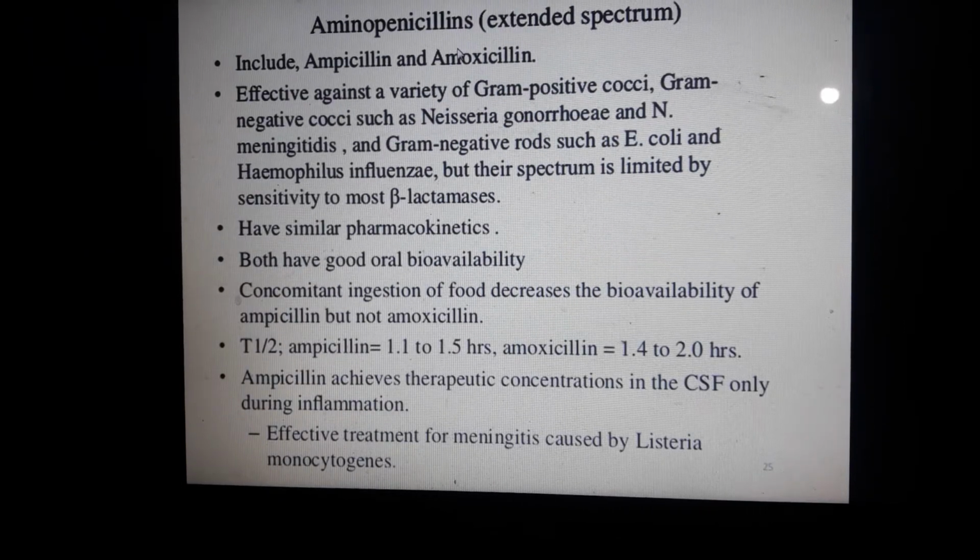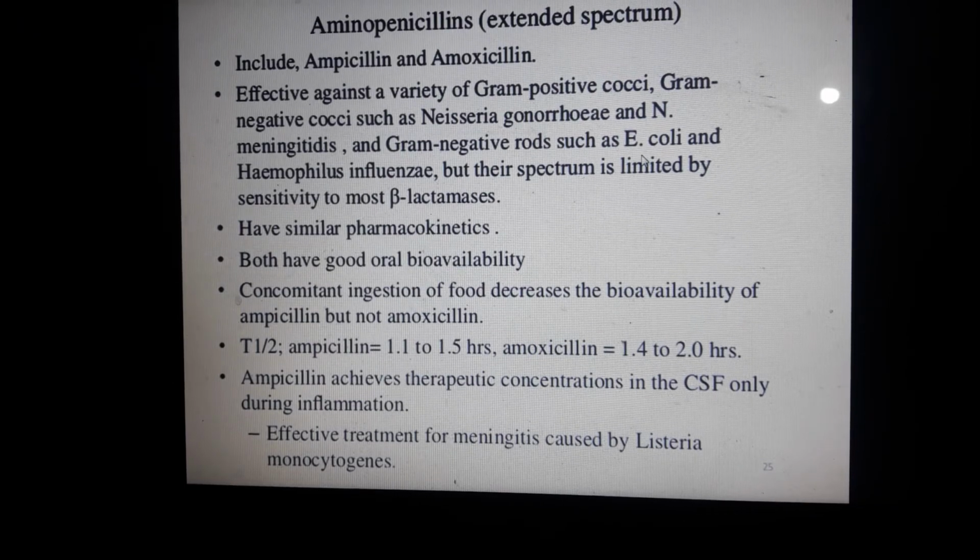So, aminopenicillins, extended spectrum, include ampicillin and amoxicillin. This is very common. They are effective against gram-positive and gram-negative cocci, especially Neisseria gonorrhoeae, the causative agent of gonorrhea, and Neisseria meningitidis, the one that causes meningitis.